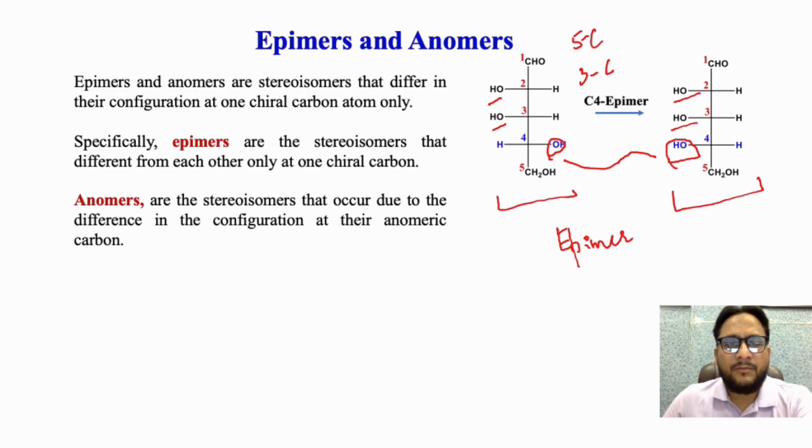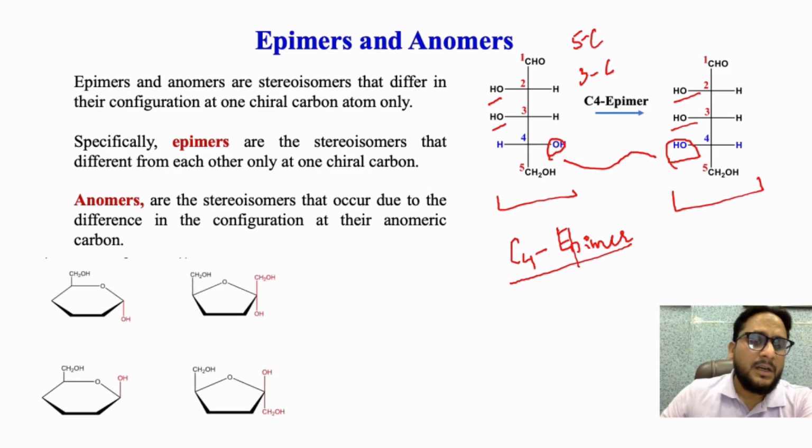And since the configuration is different at the fourth carbon atom, we write here C4 epimers, because it is a usual practice that while writing the name of epimers, we always mention the carbon atom at which the configuration is reversed, the configuration is different. So it clearly gives an idea to the reader at which particular carbon the two molecules have different configurations. Similarly, we have an example of anomers, actually two examples of anomers.